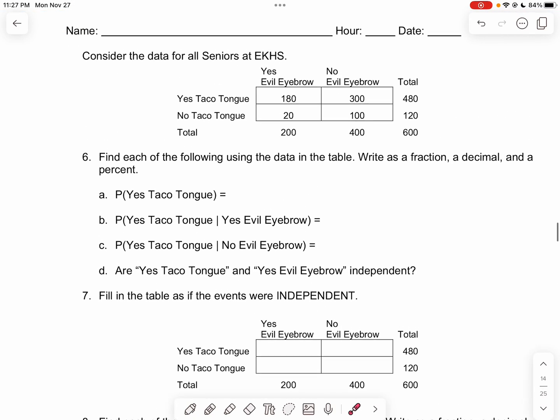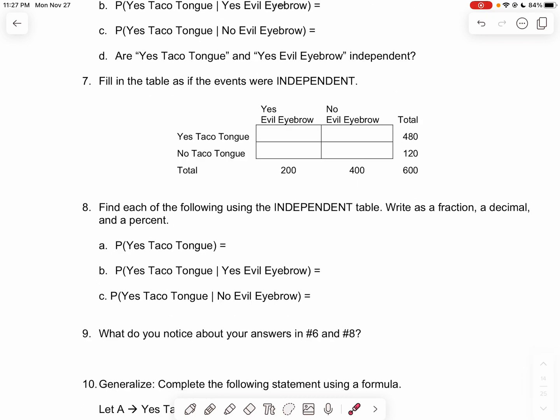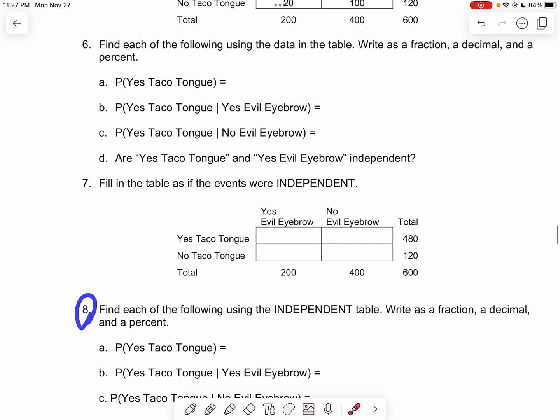Now, as soon as you finish that, we're going to go on to this one, and I want you to think, what would the probabilities have to be if they were independent? So, notice here, yes, taco tongue is 480. What would yes, evil eyebrow have to be in order for these two events to be independent? What would each of these probabilities have to be? Go ahead and see if you can find those out, and we will talk about that a little bit later. But compare your answers in question 6 and question 8.